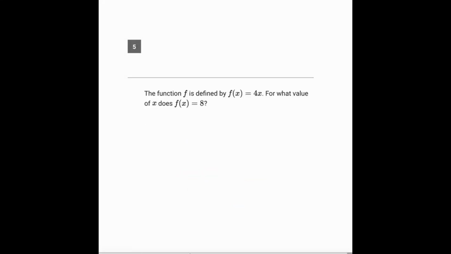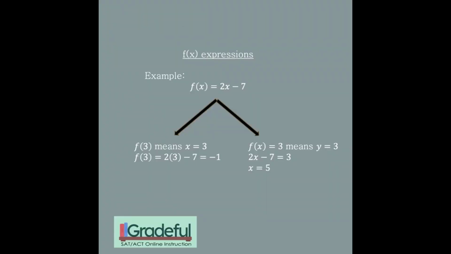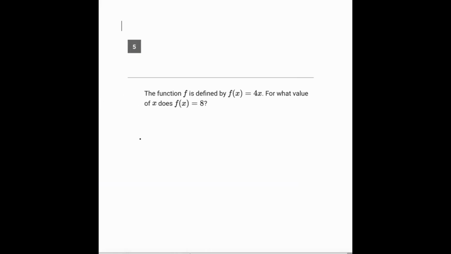Question number 5 is talking about f of x expressions, and let's just review that real quick. If you had, for instance, something like f of x equals 2x minus 7, the two main questions you'll get would be, well, give me f of 3. So putting something in that parentheses means you plug that in as x. And the other main way would be to say f of x is 3. That means y is 3. And so instead of plugging in for the x value, you take the entire thing and set it equal to that number. So those are the two main ways you'll encounter f of x expressions.